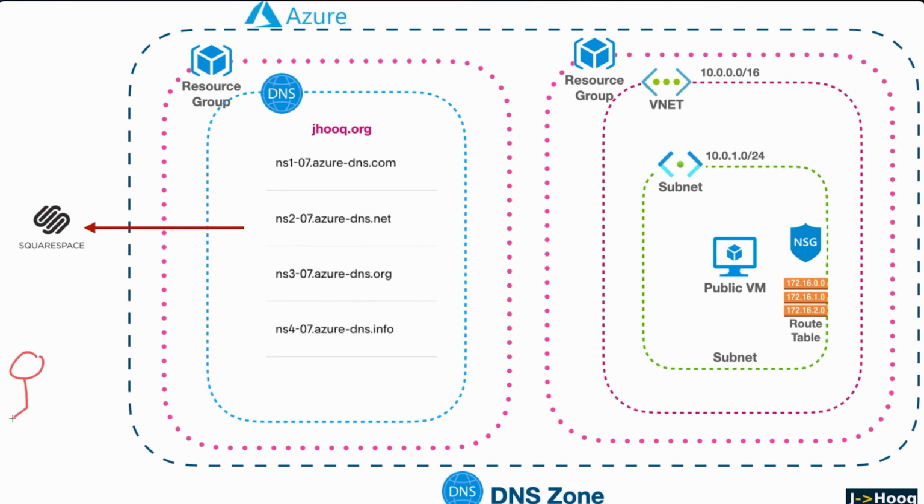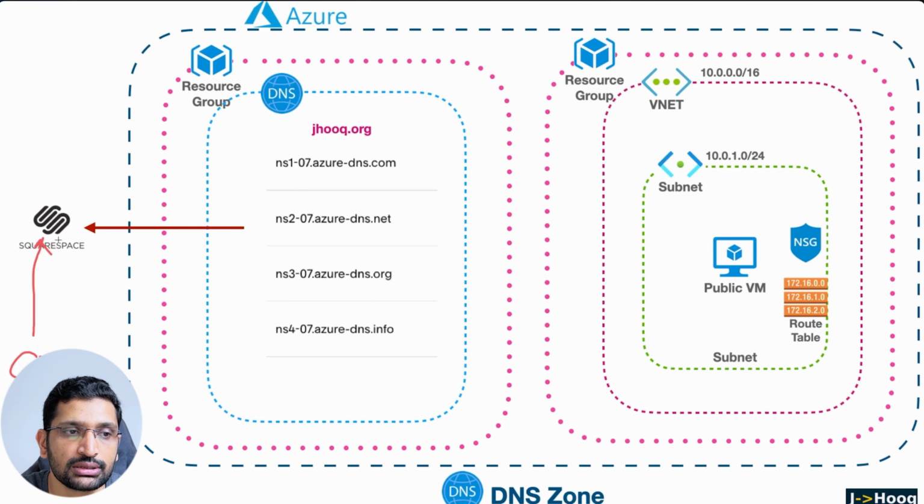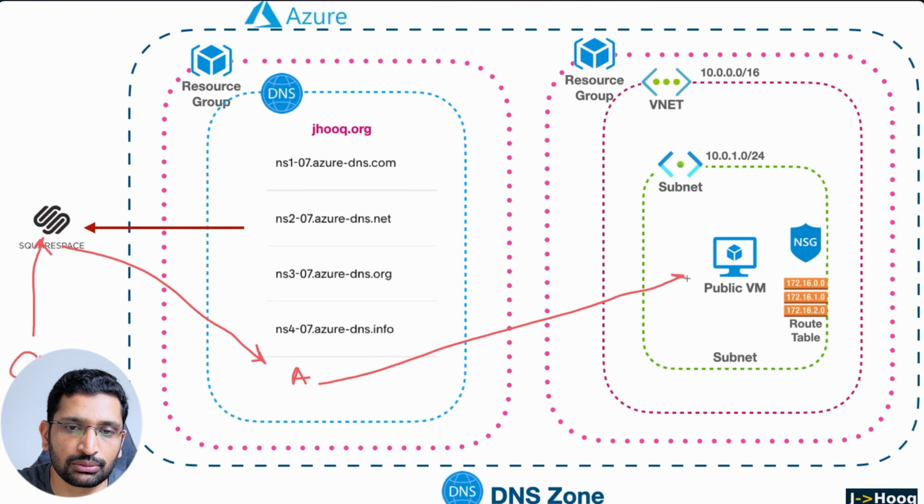So here we will try to access this domain as apache2.jhook.org, and then it will point here, and from here it will find the A record, and that A record will have the IP address of this virtual machine. Okay, right now this traffic is plain HTTP traffic, but later on we are going to make it HTTPS, which is secure traffic. But let's first test the HTTP part.